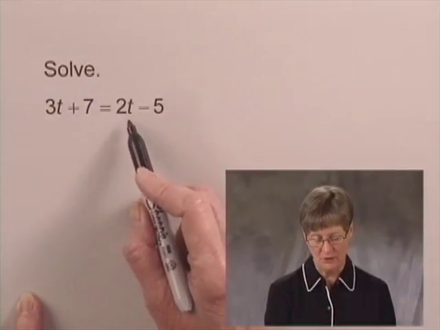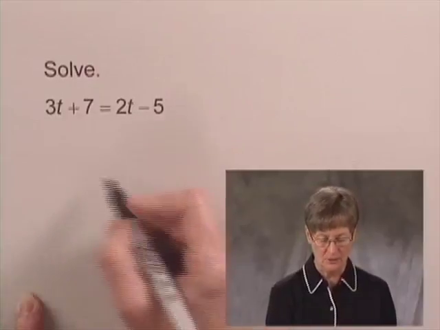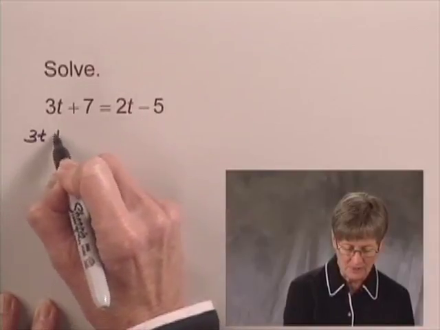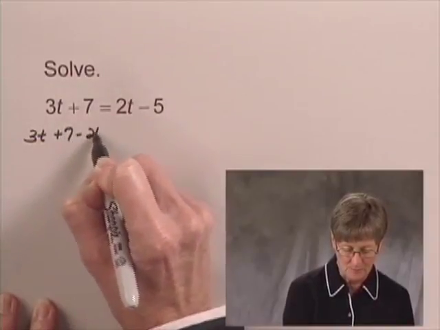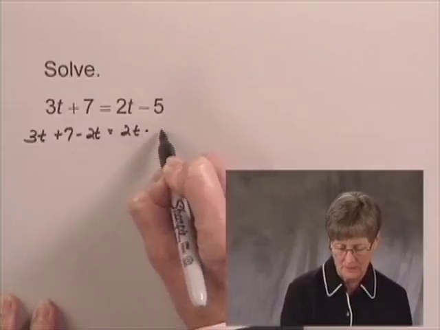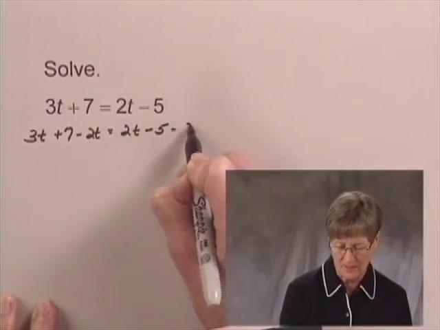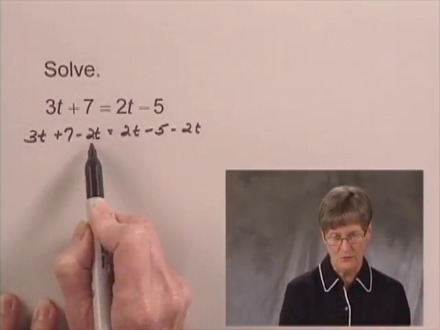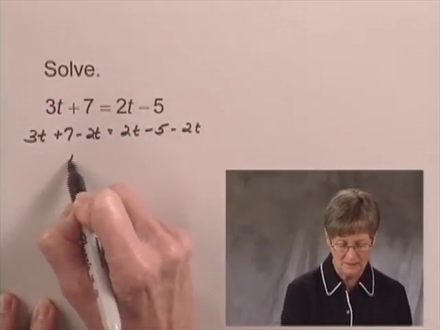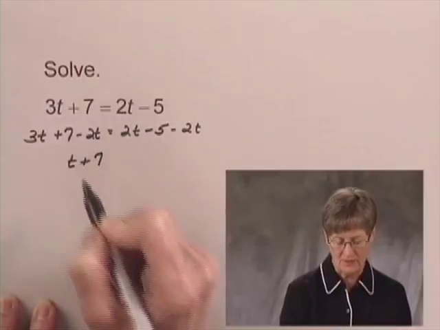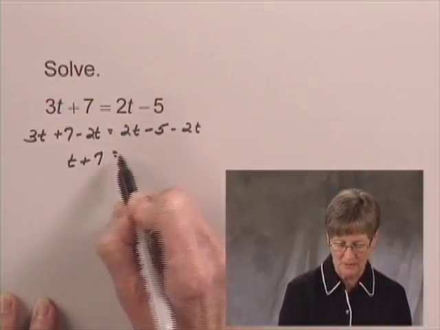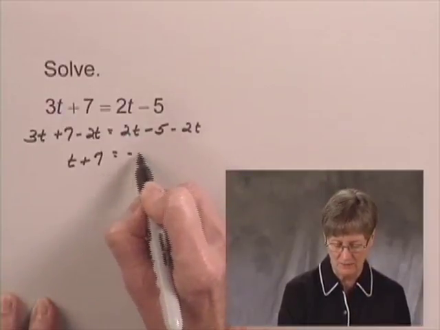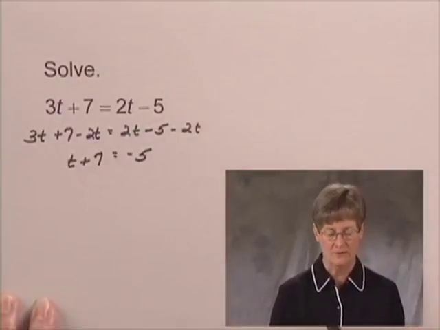The way I'm going to choose is to subtract 2t on both sides of the equation, which will put the t's on the left-hand side. So I'm going to write 3t plus 7 minus 2t equals 2t minus 5 minus 2t. Now 3t minus 2t is 1t, or just t. And we still have the 7 on the left-hand side, so t plus 7 equals 2t minus 2t is 0, so I have 0 minus 5, or negative 5.